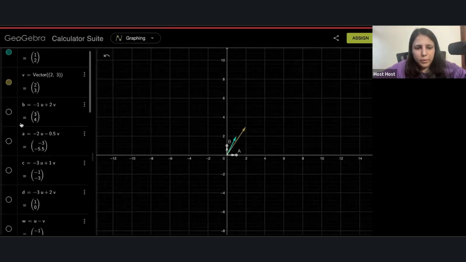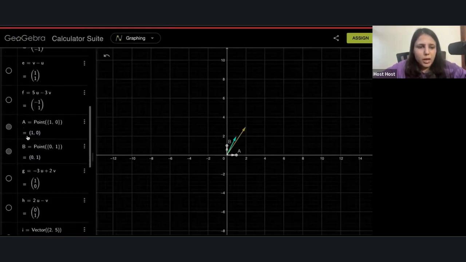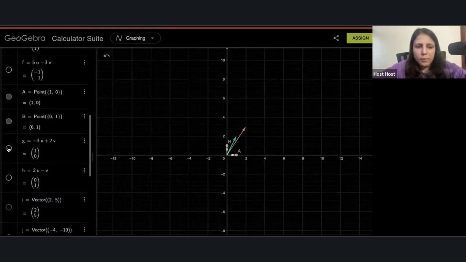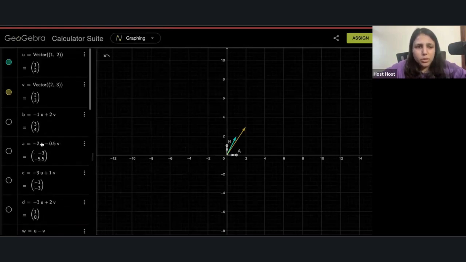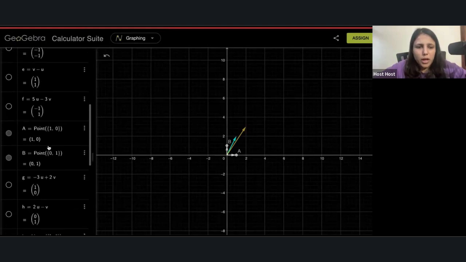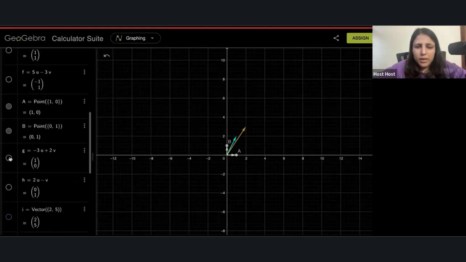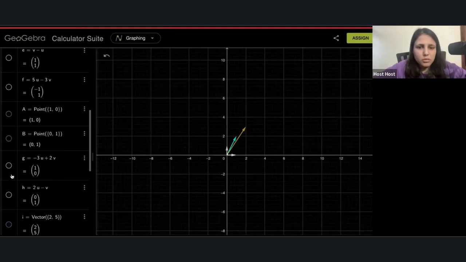So these are my two vectors. And this is the solution that we have obtained, right? So minus 3 times u is 1, 2, and 2 times v, right?